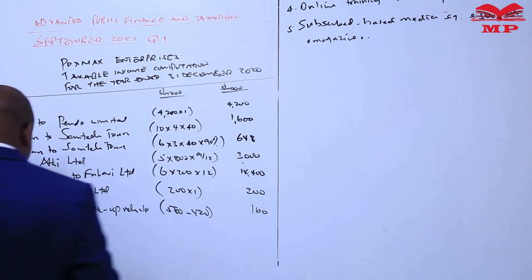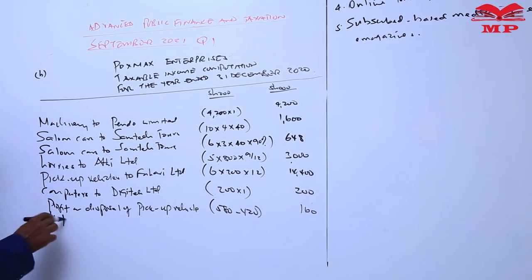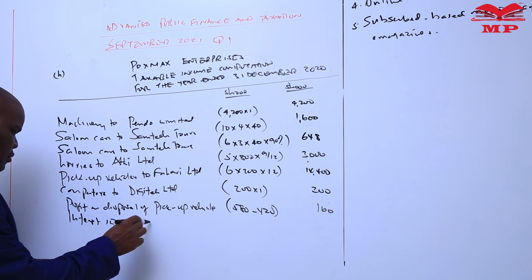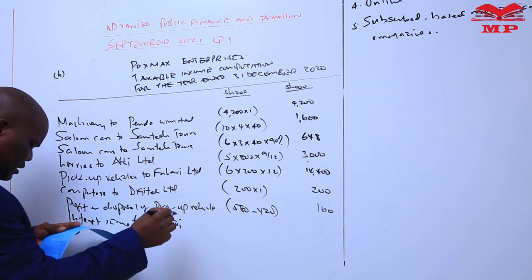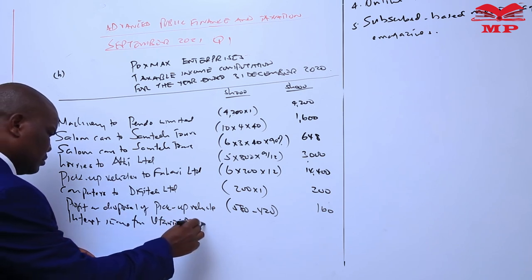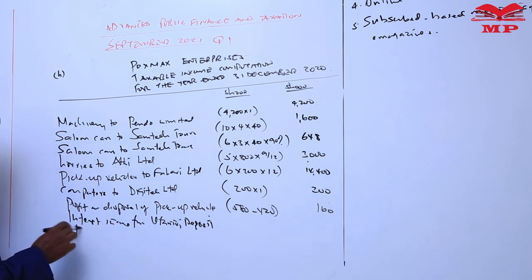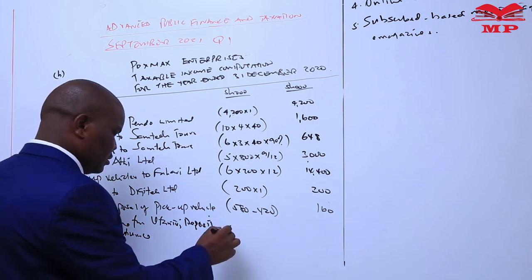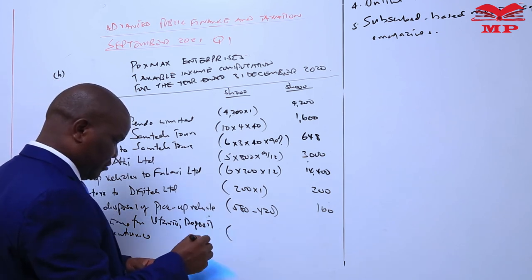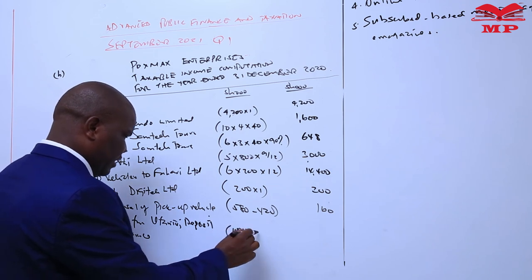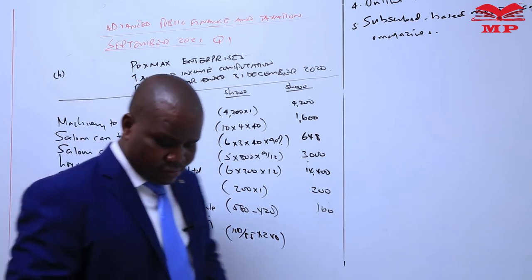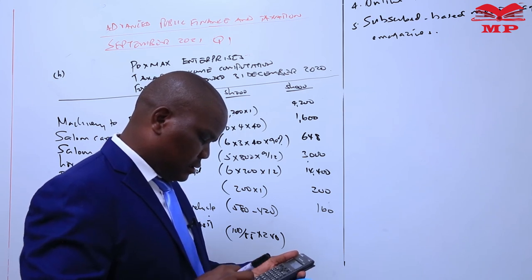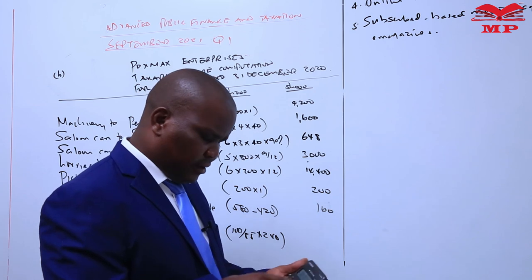We say interest income from Ufanisi deposit taking microfinance. We simply do. Now, we are told 240,000 is net, to mean 85%. So we gross it, we get 100 over 85 times 240. We work it out. 100 over 85 times 240 is 282.35.